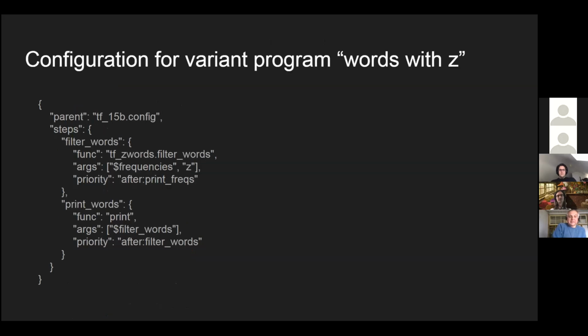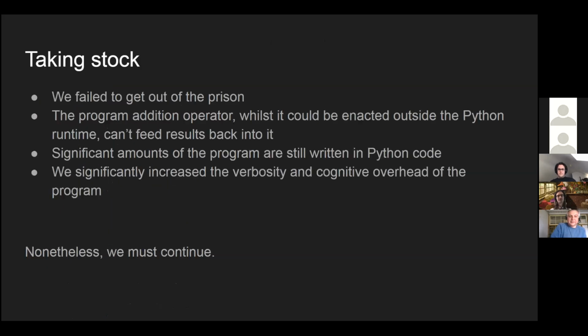But here we have the complete differential design. That is, this is the complete configuration for expressing the additional expression, indicating that we interpose, we intercede in the original design to implement the subversion of its data flow to enact the words with Z task without altering it. So in practice, we've failed to get out, as we already revealed ahead of time. Whilst we can enact the program addition operator outside the runtime, that is, we don't need to make use of the privileged facilities of the runtime and the compiler, we can't actually feed the results of the operator back into the system.